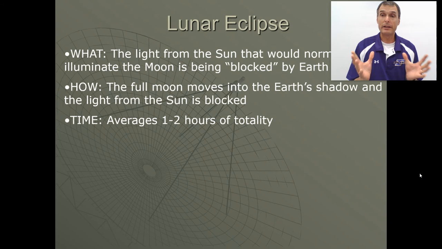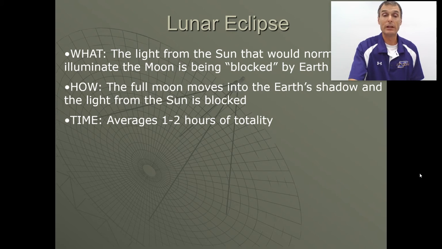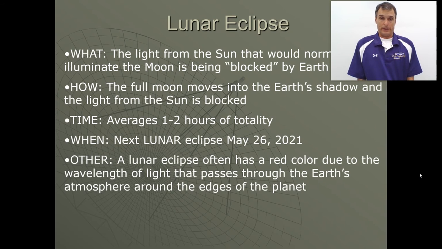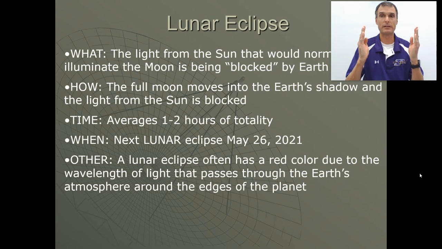Lunar eclipses, the totality, which means the entire time that it's in the shadow of the Earth, averages between 1 to 2 hours, depending on the eclipse and the location where you're viewing it from. The next one we'll be able to see in North America is on May 26th, 2021, so that's in the spring here. A lunar eclipse often can have a red color to it, even when the light is blocked by the Earth, and that's because the Earth is round, and some of that light from the sun goes through the atmosphere on the sides and then is bent and hits the moon, and it's only that wavelength of red light that passes through there.